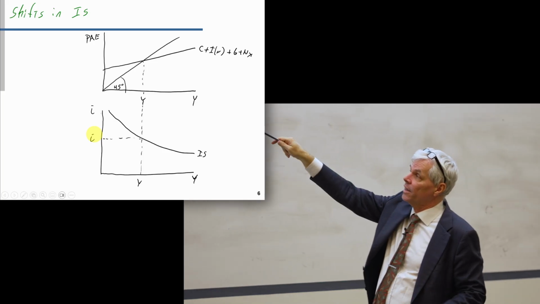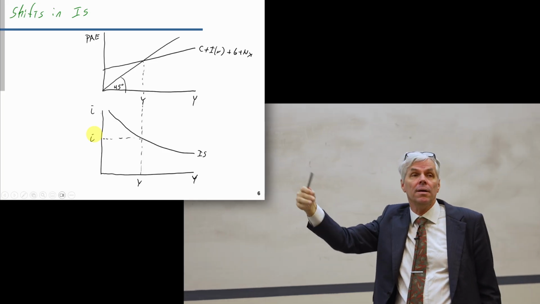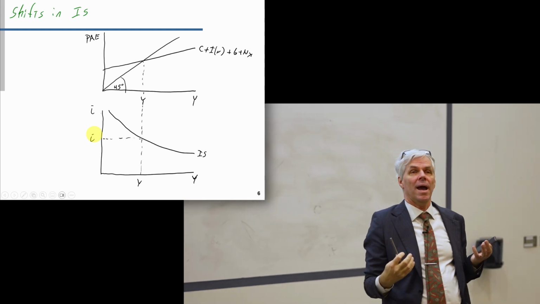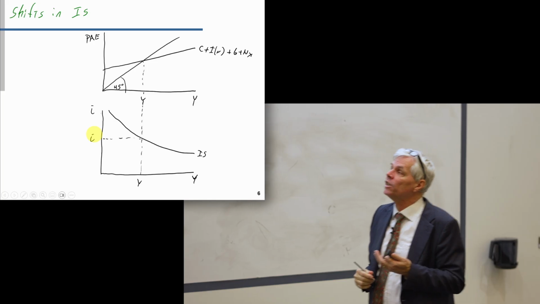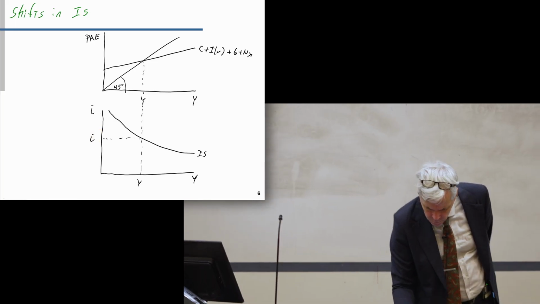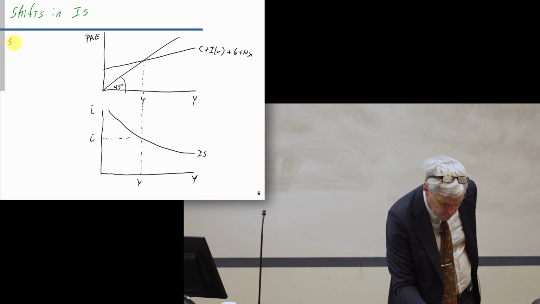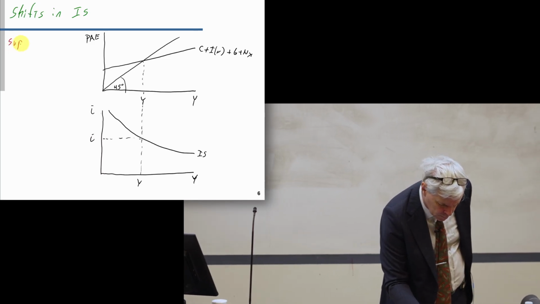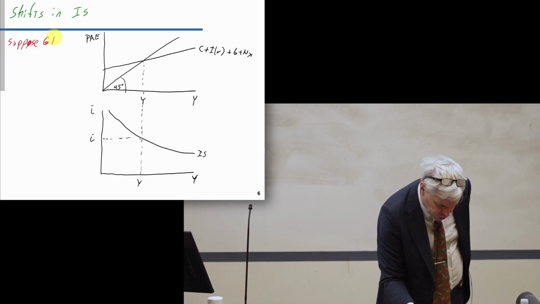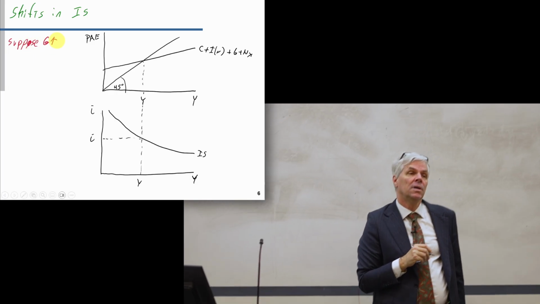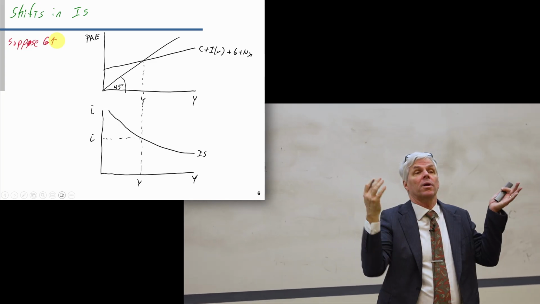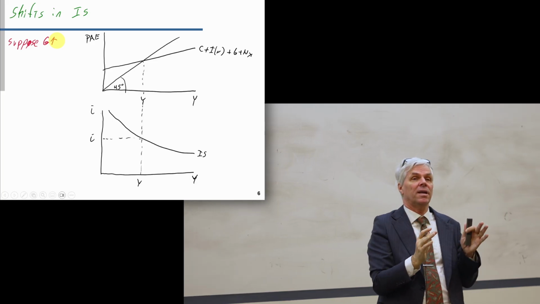The IS curve is telling us what's going to happen if we change that interest rate, but at this particular interest rate, this is where we're at. And now I'm going to change something that I haven't changed before. So I'm going to change, for example, suppose G goes up. So government spending goes up. Just arbitrarily, I'm saying, what happens if government spending goes up?